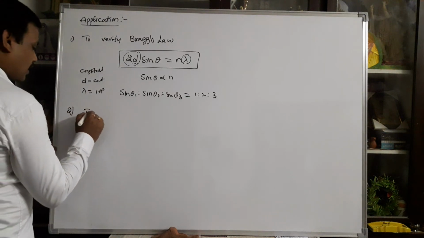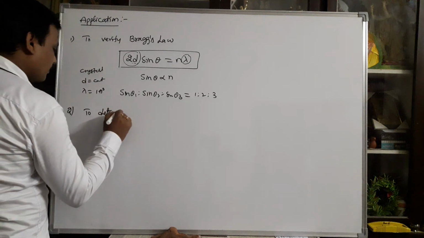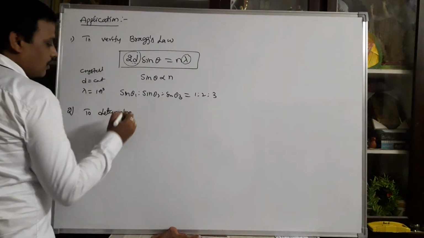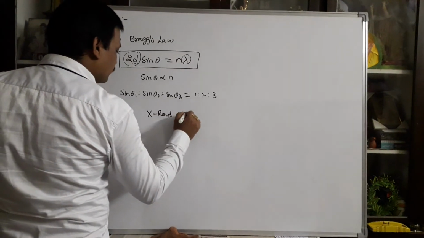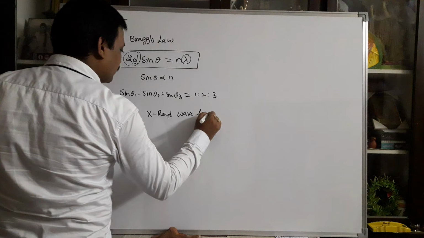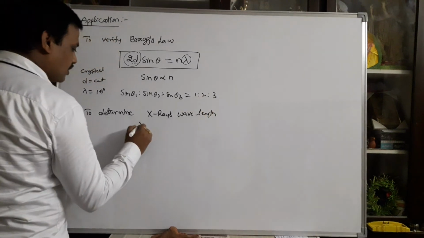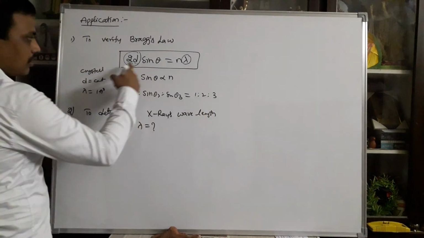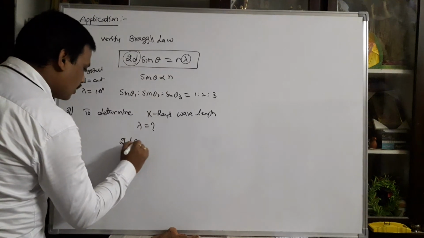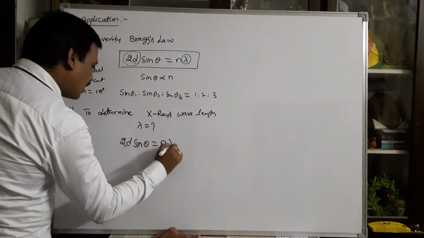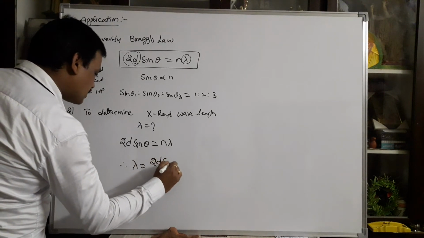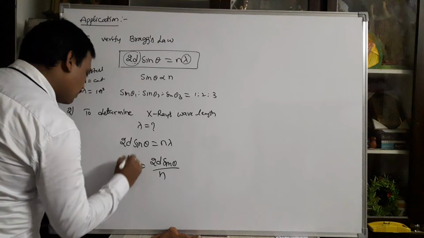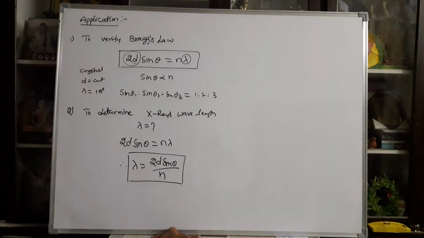Second one, to determine the X-ray wavelength. The incident X-ray wavelength lambda can be calculated from the equation 2D sin theta is equal to n lambda. The incident wavelength lambda is 2D sin theta by n. Based on this equation, you can determine the wavelength of given X-rays.